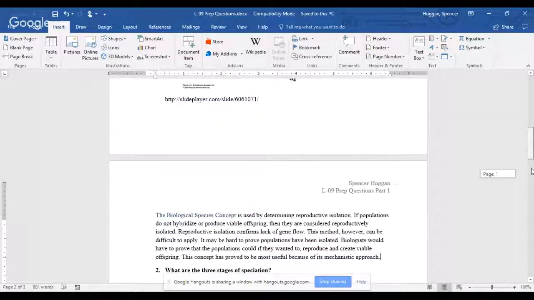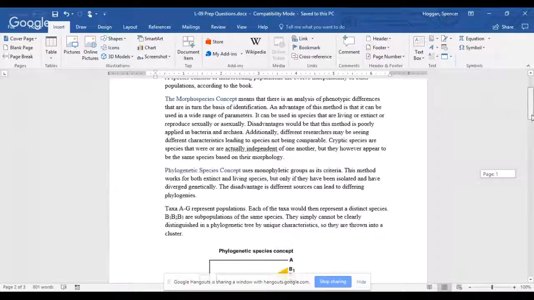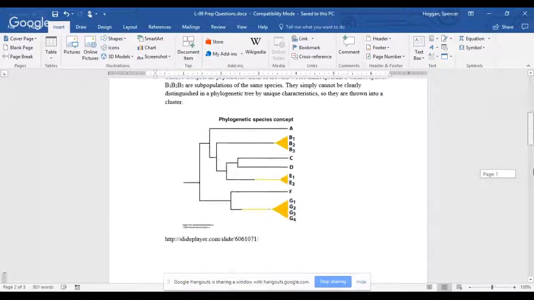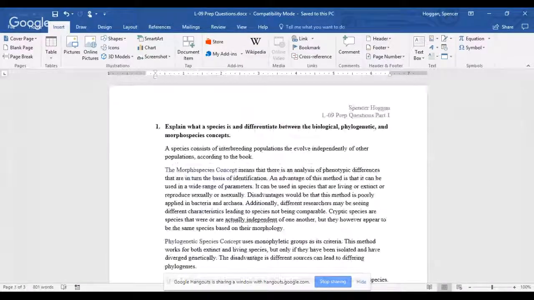Yeah, so in summary, I guess you can define it by its physical characteristics, its evolutionary history, and mechanistically if it can reproduce with other populations. So, yeah, that's a good summary.